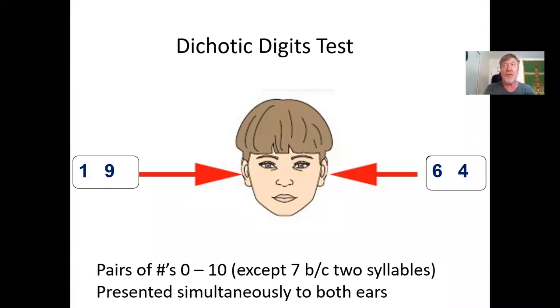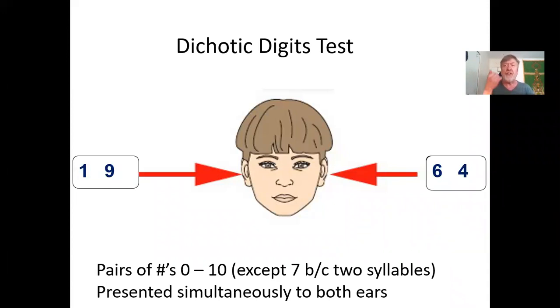Here goes. The dichotic digits test. They'll put pairs of digits into the ears, and that's why they call it dichotic. Remember, diotic means the same stimuli to both ears at the same time. Dichotic means different stimuli to the ears at the same time. And dichotic can be very nerve-wracking.